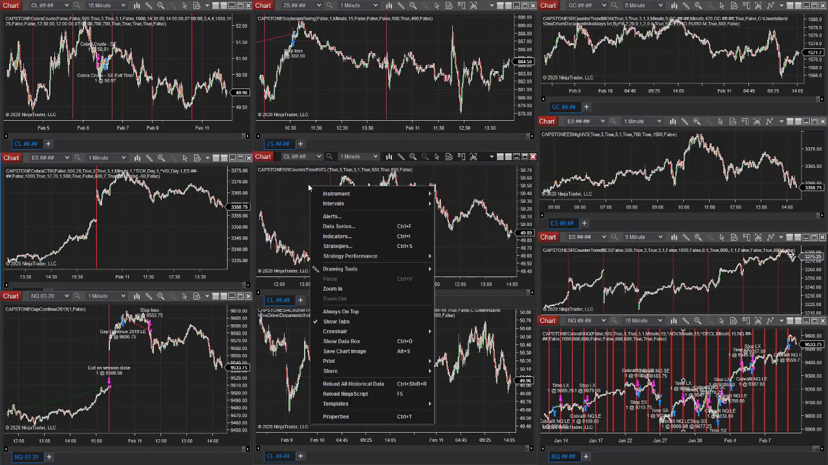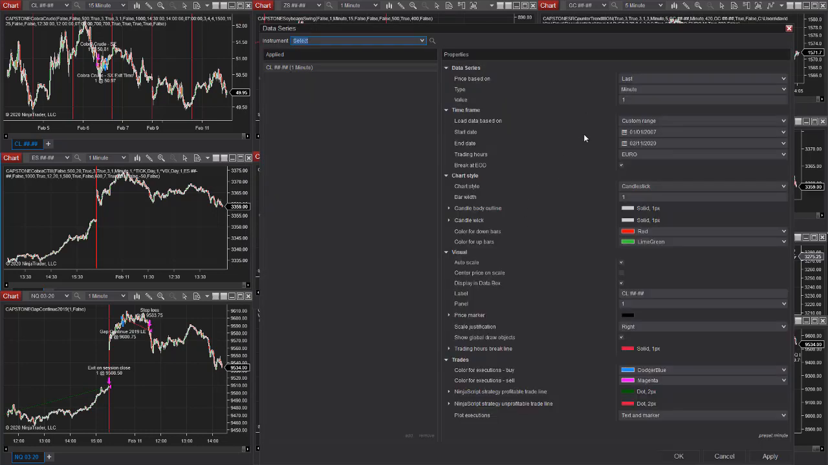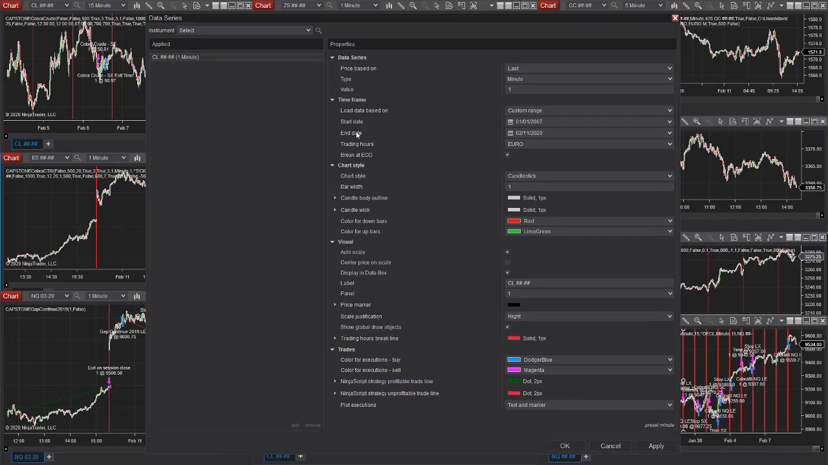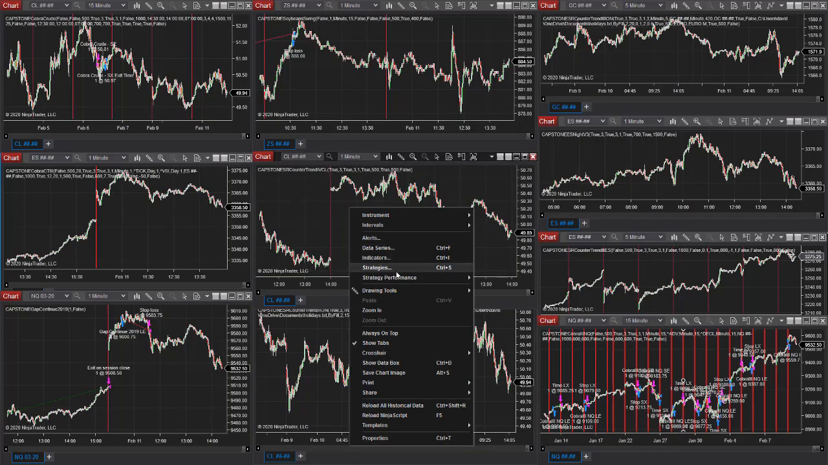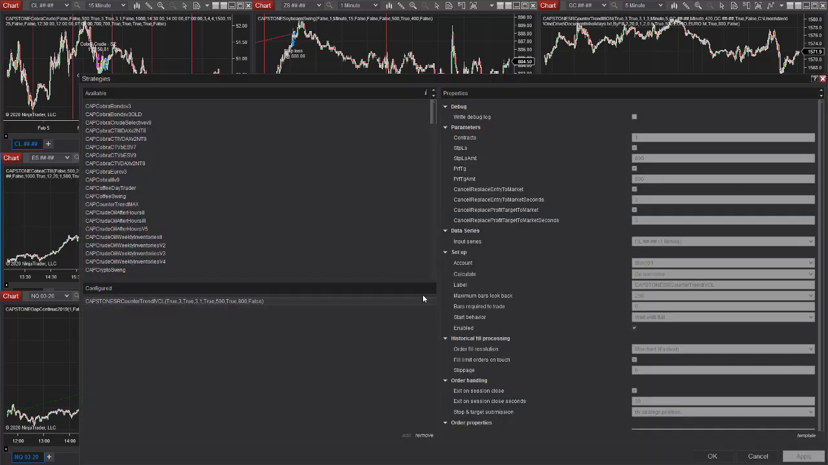And let's look at the data settings. This uses the euro right here. And again, just data series and time frame are all you have to worry about in the setups. You can make chart style, visual, price marker trades, whatever you want on your side. Strategies. Here are the input settings.